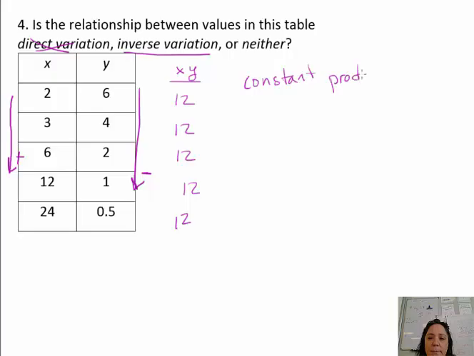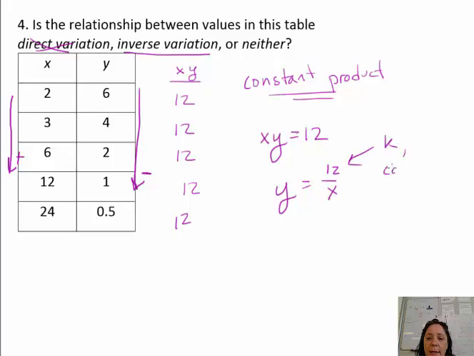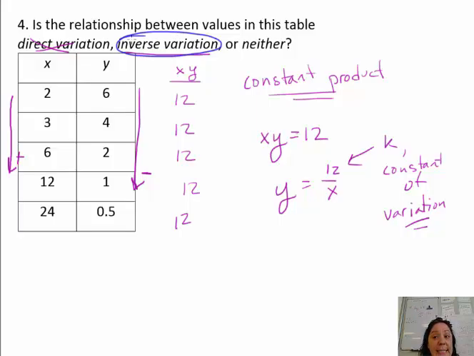product. And in fact, our constant product xy is 12. So I have the equation xy equals 12, or y equals 12 divided by x. There's my k, or my constant of variation. So we do indeed have inverse variation here, which we can identify by the constant product between our x's and y's, and that product is our k, or constant of variation, for this equation.